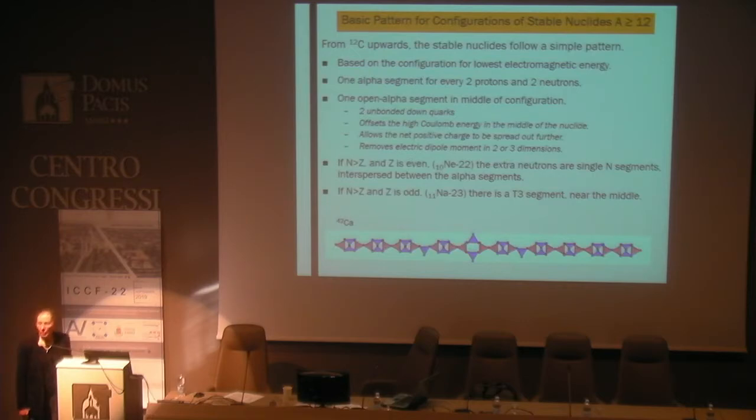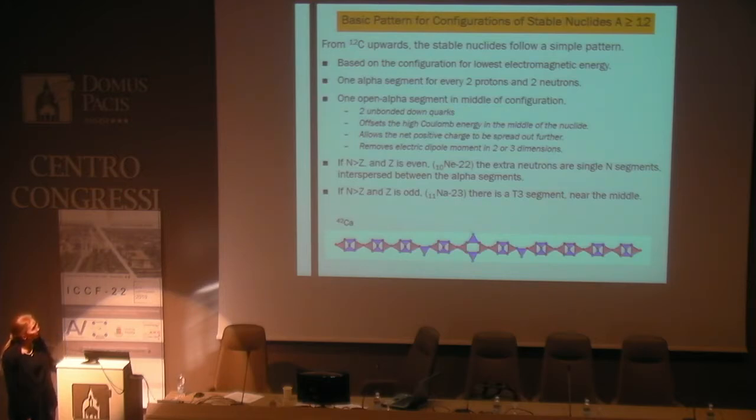Now from C12 upwards, the pattern for the lowest energy is very consistent, very similar. I have an alpha particle for every 2 neutrons and every 2 protons. I have an open alpha in the middle, and what that does is it allows the high voltage in the center of that configuration to be reduced. It offsets that voltage. It allows the positive charge to be spread out even further, and it removes the electric dipole moment, which is very important.